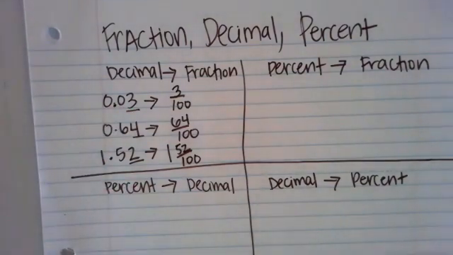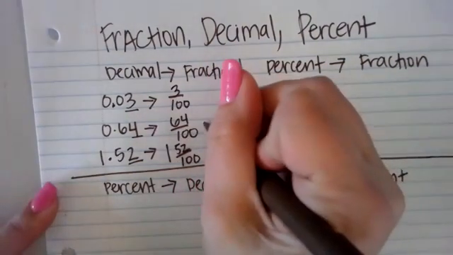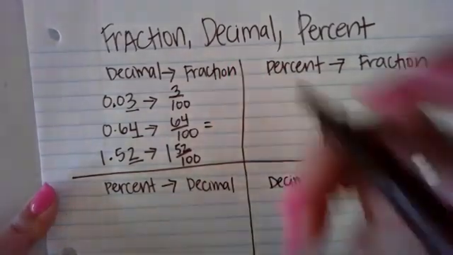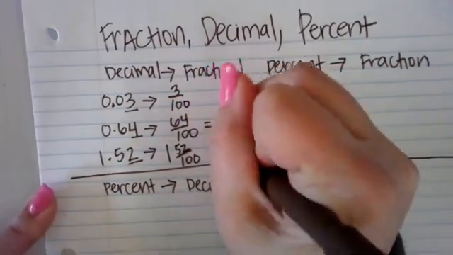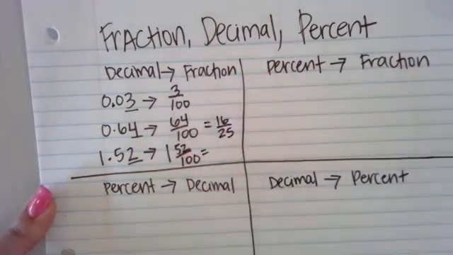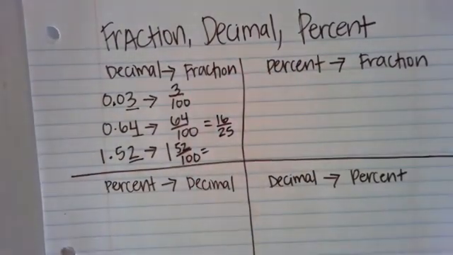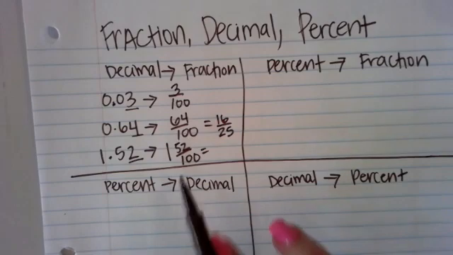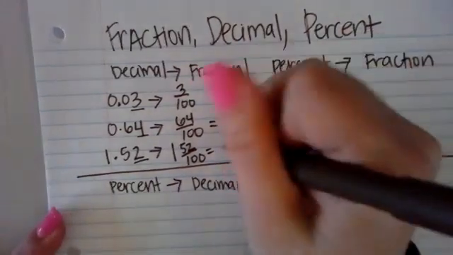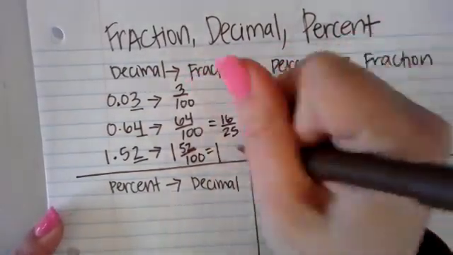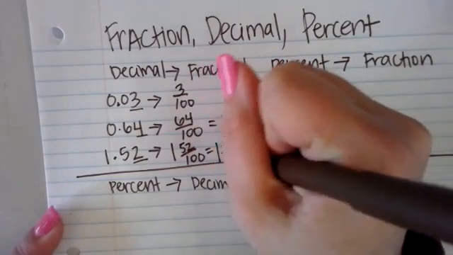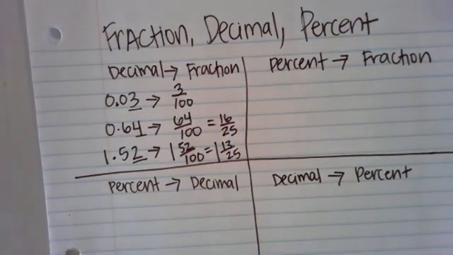So 3 hundredths is already in its most simplified form. 64 hundredths can be simplified. We can divide both of these by 4, and it simplifies to 16 over 25. And then 1 and 52 hundredths, again, we can divide 52 hundredths both by 4. So this simplifies to 1 and 13 25ths.